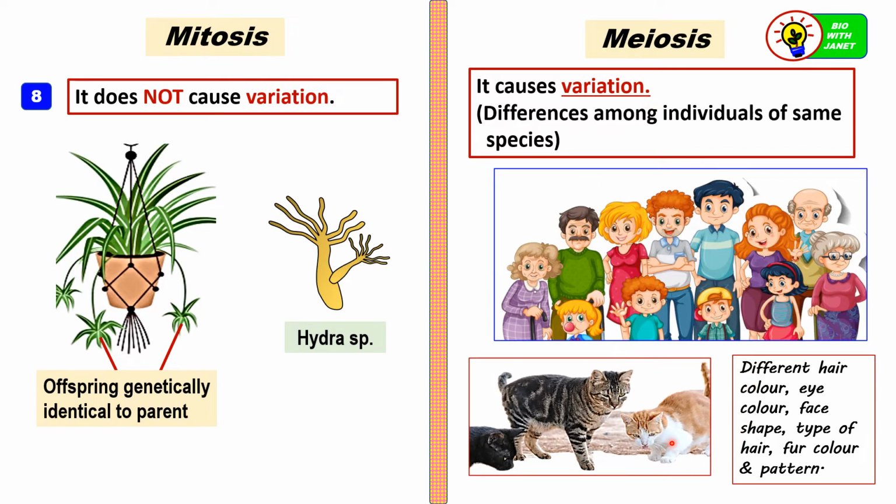Now for cats also, there is variation, because the cells undergo meiosis to form the gametes, the male and female gametes, which are genetically different from each other. So there is variation in the fur color, like black or gray fur compared to orange fur, and also in the pattern that is produced on the fur.